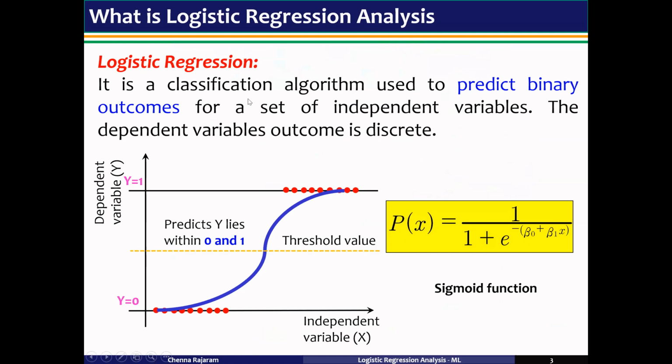Logistic regression analysis is a classification algorithm used to predict binary outcomes for a set of independent variables. The dependent variable outcome is discrete. A plot is drawn between an independent variable x and dependent variable y. The outcomes are y equal to 0 and y equal to 1. To decide the outcome, we need a threshold value. Generally, the threshold value is equal to 0.5. The equation p of x is equal to 1 divided by 1 plus e to the power of minus (beta naught plus beta 1 x), which is also called a sigmoid function.